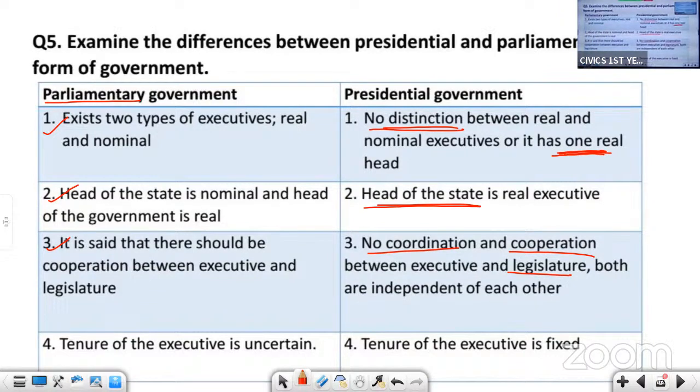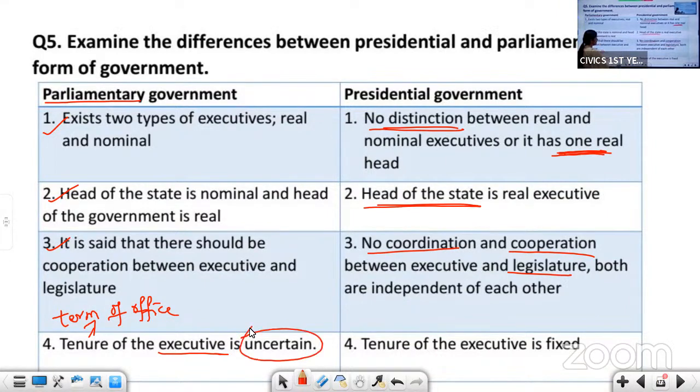Now here, the tenure of the executive, the term of office. What do you mean by tenure? Tenure means term of office. So here in parliamentary form of government, the tenure of the office of the executive, that is the prime minister, is not fixed, or it is uncertain, we can say.